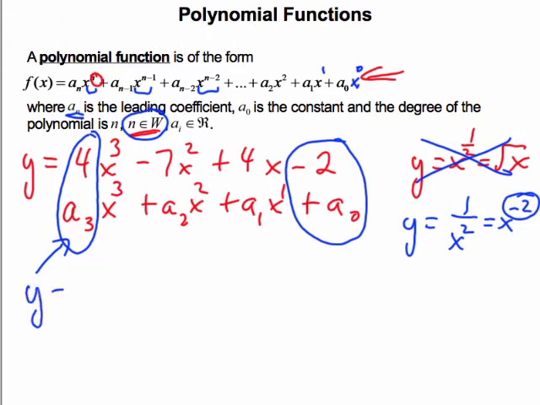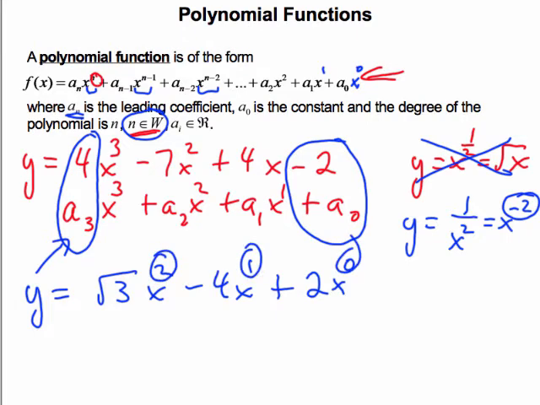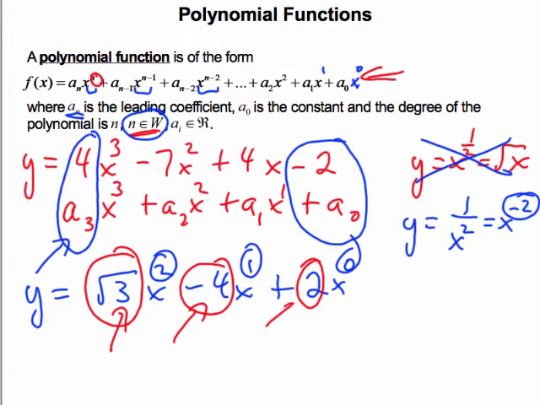You might ask, what about something like this? We have powers of x, x squared, x to the 1, x to the 0. So the powers of x have whole number exponents. That's good. And the coefficients, you might wonder about the square root 3. I can have any real number as the coefficient, okay? Because that's what that says right there. The a's are real numbers.